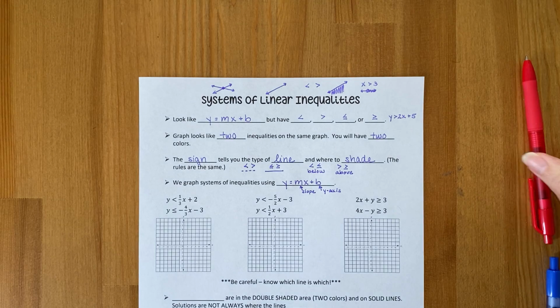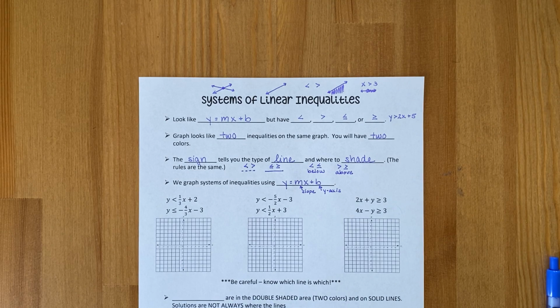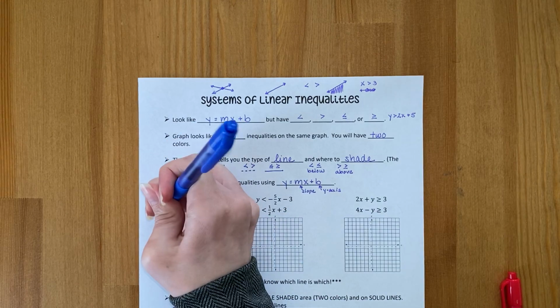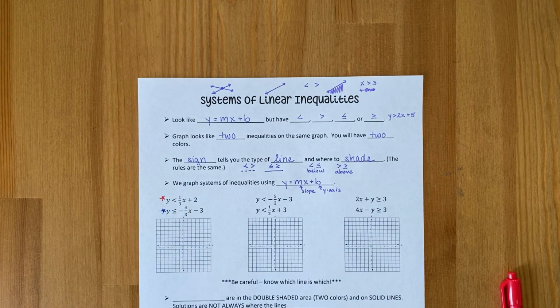Now, this is a great section for using two different colors. It helps stop things from being so confusing. So I'm going to use two different colors here, and I'm going to label each of my inequalities with those colors. That way, if I do make an error or need to look back at my work, I can tell which information went with which inequality.